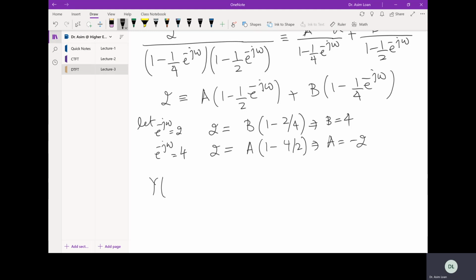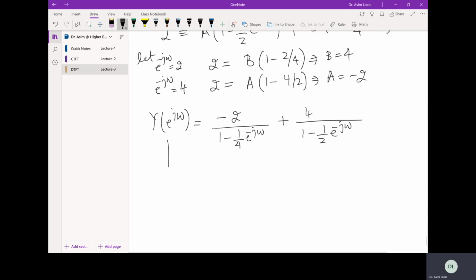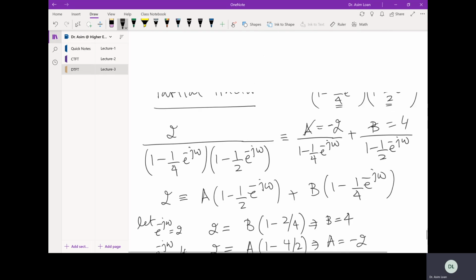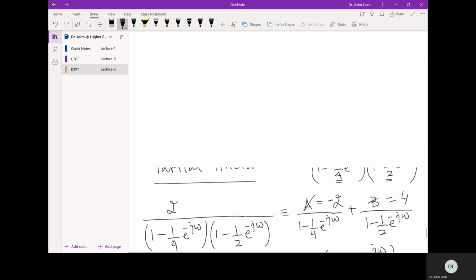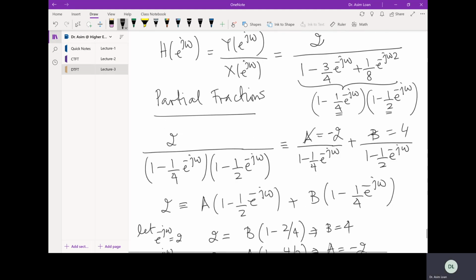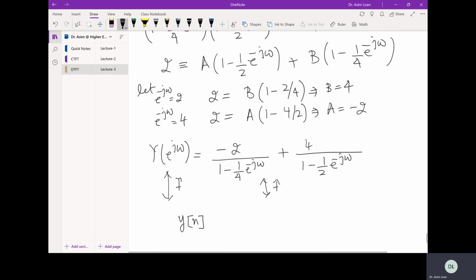So H of e to the j omega is simply minus 2 over 1 minus a quarter e to the minus j omega plus 4 over 1 minus half e to the minus j omega. So if I take the Fourier transform here, I get y of n. I'm sorry, this is not y, this is h.